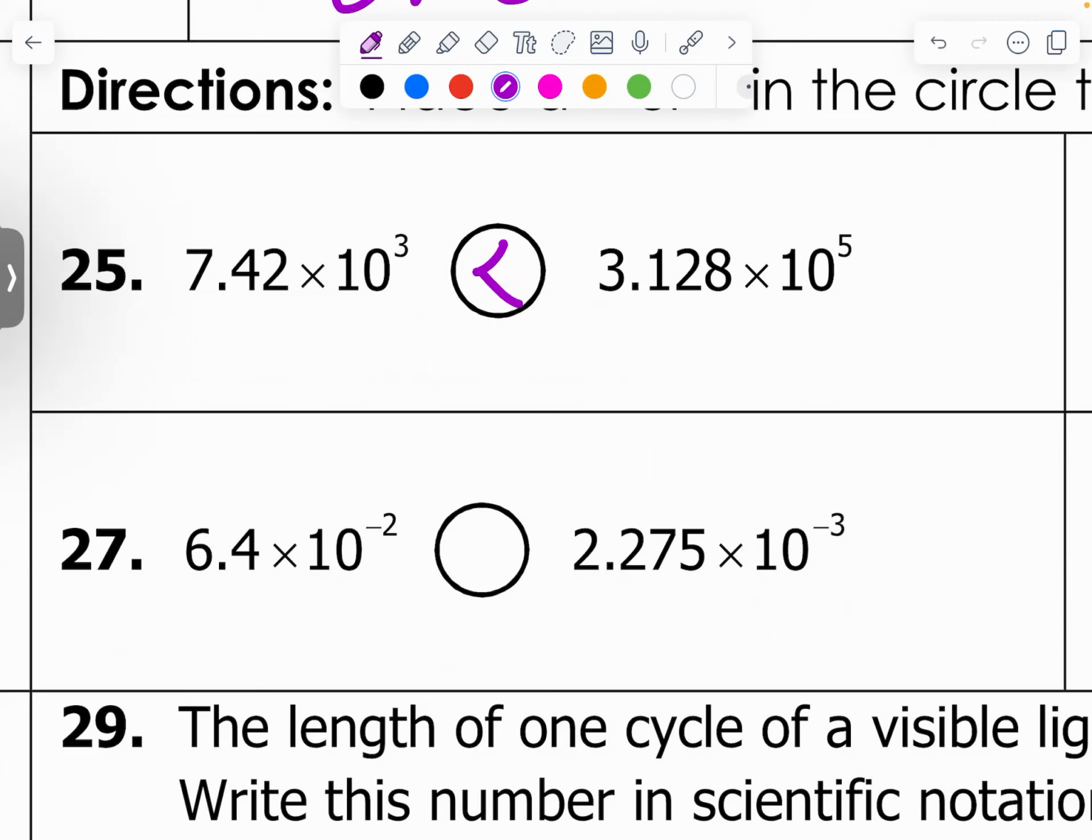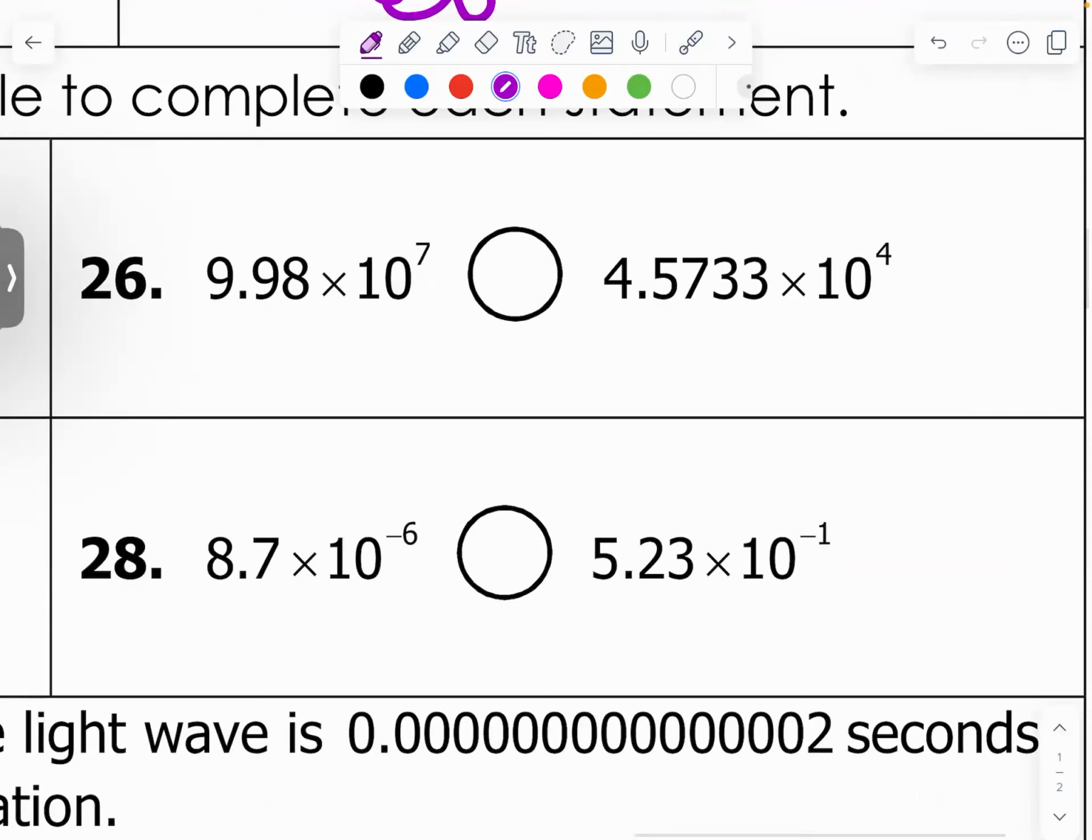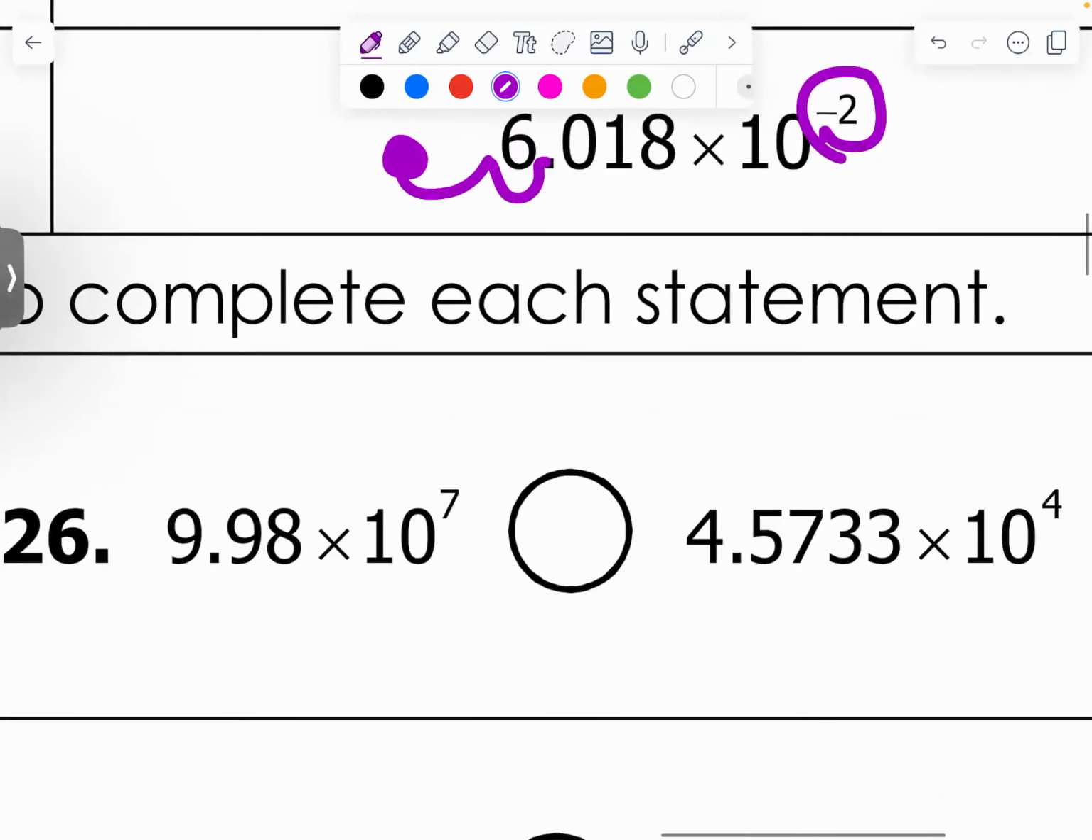Now, what about here when they're negative? Here, I don't care about 6.4 and 2.275. I care about these. Which one's bigger, Austin? It's the -2. The more negative our exponent is, the smaller our number's gonna be because we're moving that decimal more. So you're gonna use your fingers. For number 26, is it this or is it this? Give me your fingers. Who's bigger? Not the 7.